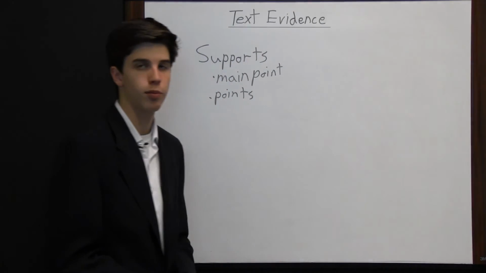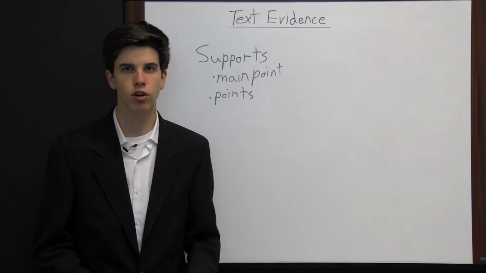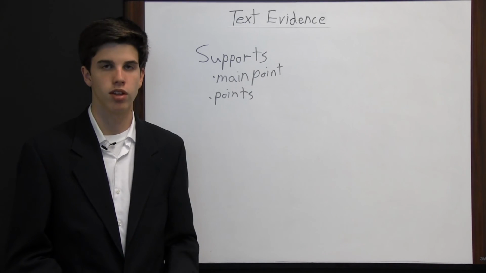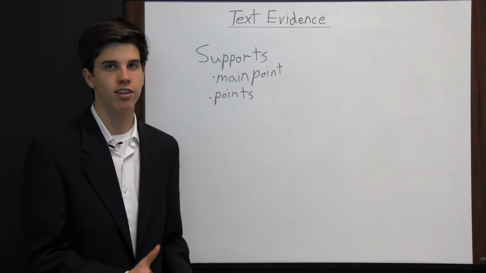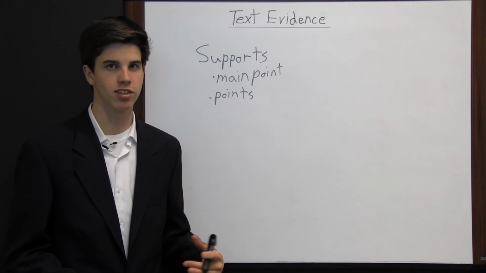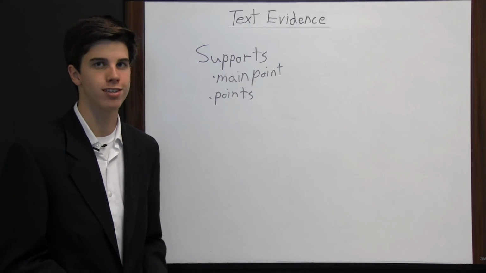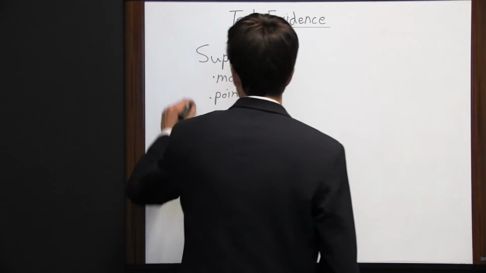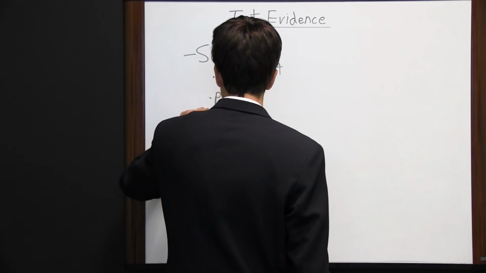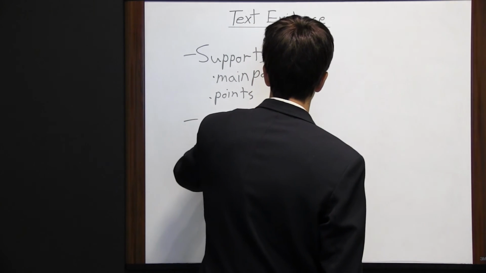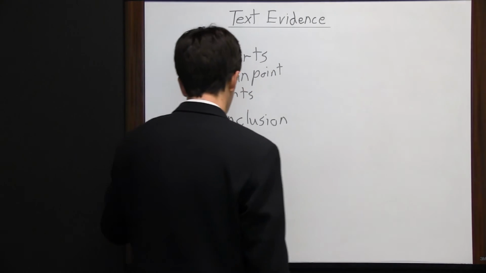So anytime an author makes a claim about something, it's important that they have text evidence. Because when they just make a claim, it's not very credible. And so they add text evidence to it to back up that claim, maybe give a statistic or tell something else to back up the main point or points throughout the story. And text evidence also helps the reader draw a conclusion, or it leads to the conclusion throughout the story.